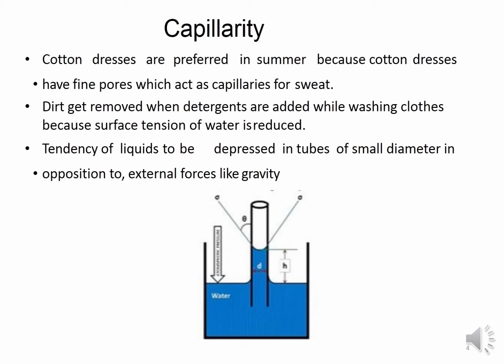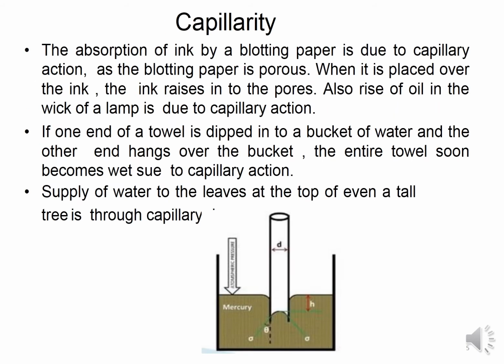Dirt gets removed when detergents are added while washing clothes because the surface tension of water is reduced. Capillary fall is the tendency of liquids to be depressed in tubes of small diameter in opposition to external forces like gravity. So due to gravity there is a tendency to be depressed. Whatever we saw in the last figure was capillary rise; this is capillary fall. If you take mercury and place a tube, there will be a fall of liquid in the tube, not a rise.